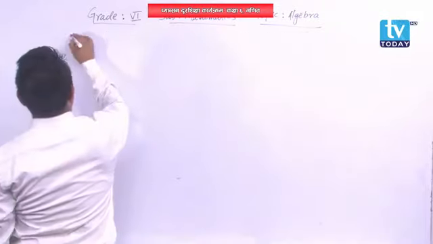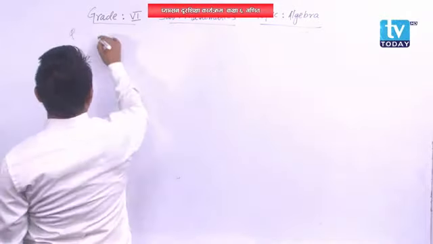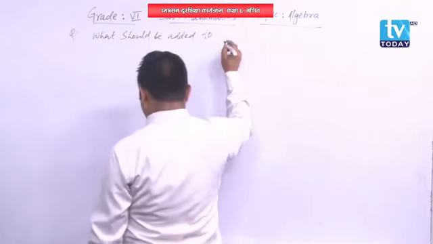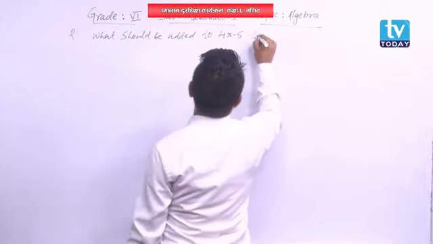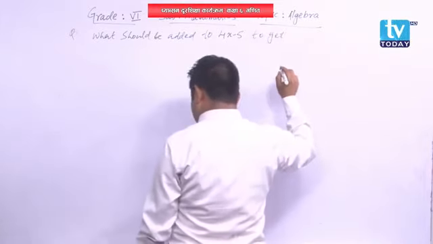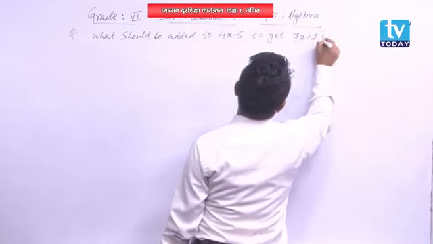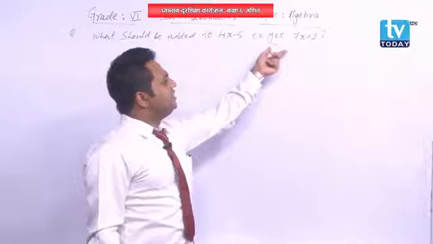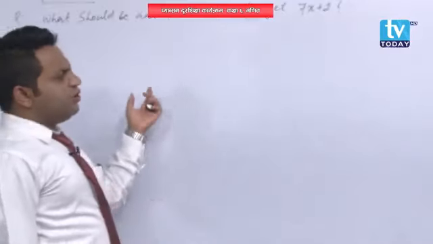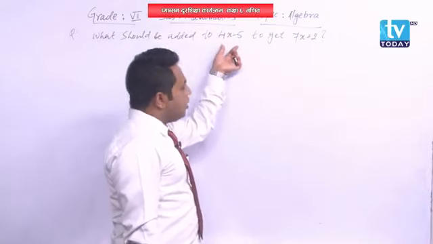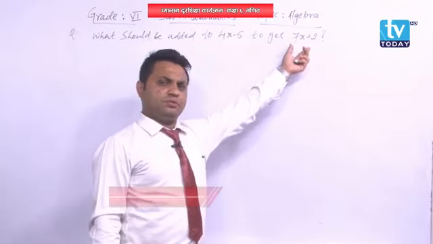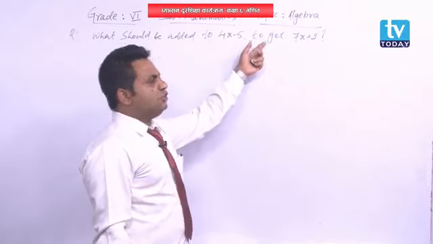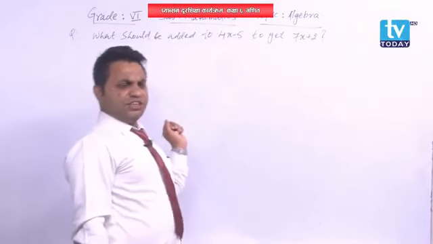Okay. Now another question I'm writing here. What should be added to 4x minus 5 to get 7x plus 2? Which number do you have to add? Which algebraic term do we have to add to this term so we will get 7x plus 2? Is that clear? This is our question. Which term or number do we have to add with 4x minus 5 to get 7x plus 2? Is that clear? This is the question.